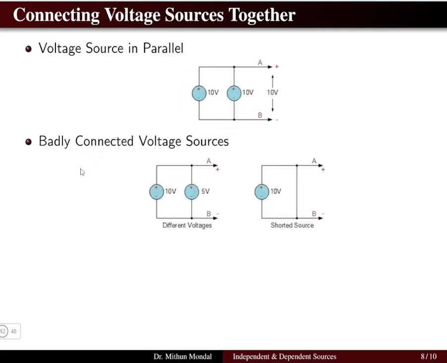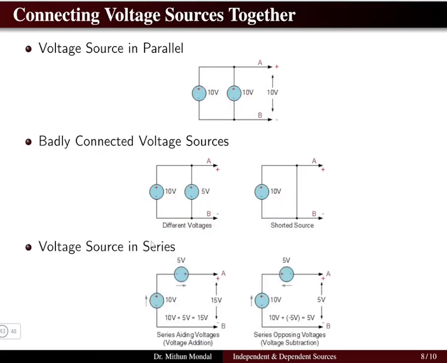Now suppose there is a bad connection, where a 10 volt source and a 5 volt source are connected in parallel. It has no meaning and it is basically a wrong type of connection, that is, a shorted source. So always in a parallel connection the two voltage sources should be of equal magnitude, whereas in series we can have two sources of different magnitude. It can be either additive or opposing.